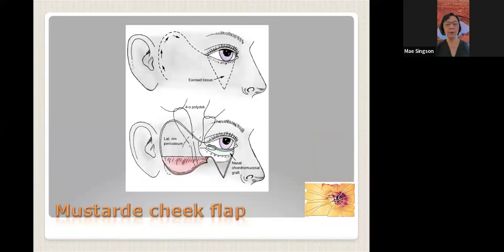This is called the Mustarde cheek flap, used in huge defects, especially when you have complete lower lid avulsions. What you have to do is get a huge rotational flap from the pre-auricular area and rotate it into that area of the lid defect. Advance it accordingly and suture the defect from the lower lid and the lateral aspect of the eye.